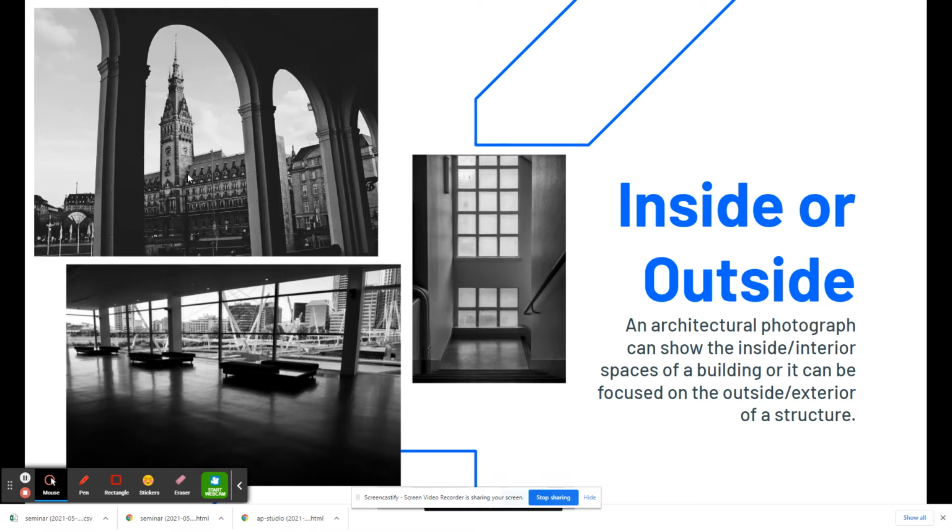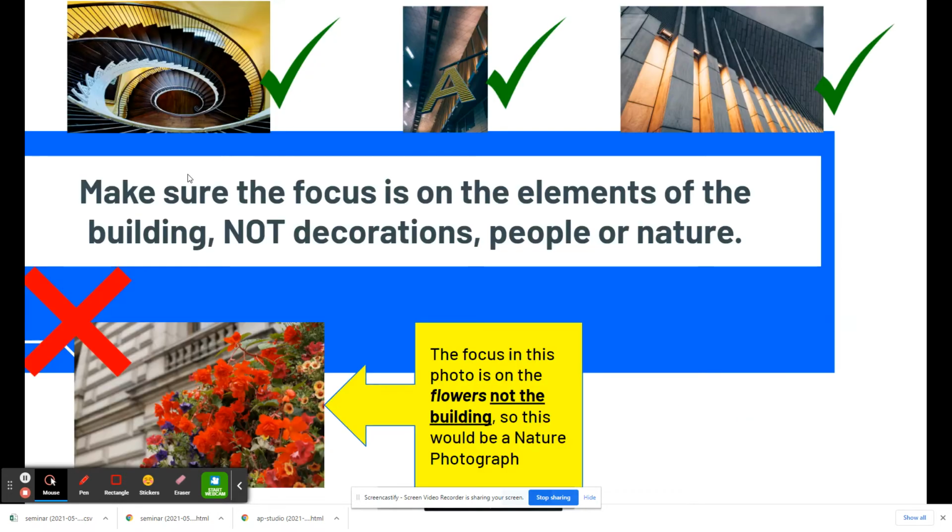Or you can do it outside, looking up at buildings, like as you're walking into the school building or as you're walking into your apartment building, just take a picture angled up, really interesting shots, okay? So inside or outside. Again, the focus of architectural photography should be the building, not the decorations. So not decorations, people, nature, nothing else. It should be the building only.